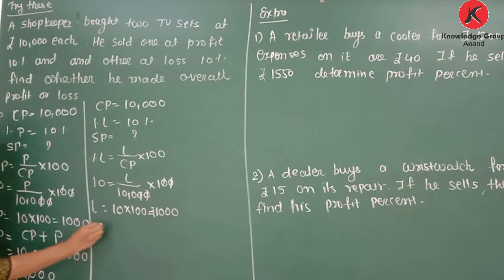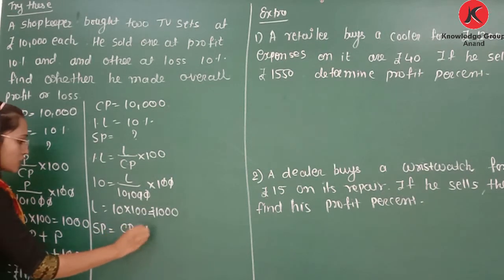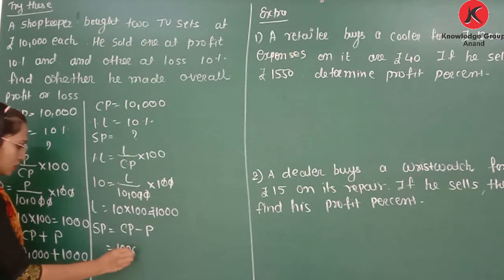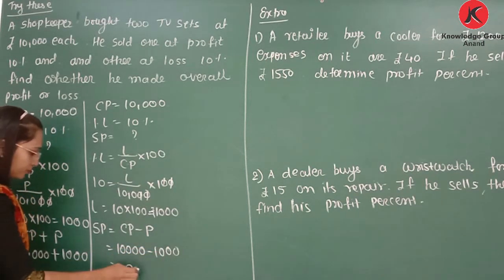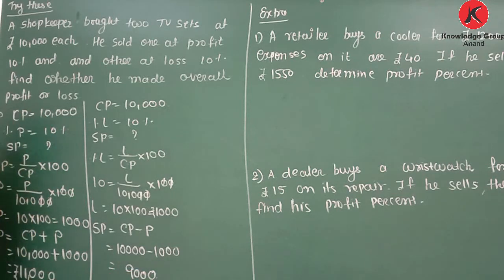So selling price will be CP minus loss: 10,000 minus 1,000, so that is 9,000. So the first TV is sold for 11,000 and the second TV is sold for 9,000.